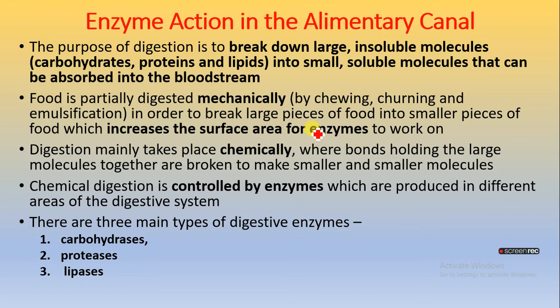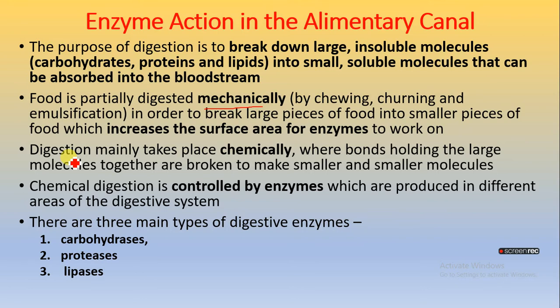Now, food is partially digested by mechanical processes, which we've looked at: chewing, churning, and emulsification. Chewing by your mouth, churning by the stomach, emulsification of fat in the upper part of the small intestine called the duodenum. This breaks large pieces of food into small pieces, which increases the surface area for enzymes to work on. So digestion mainly takes place chemically, where bonds holding the large molecules together are broken to make smaller and smaller molecules.